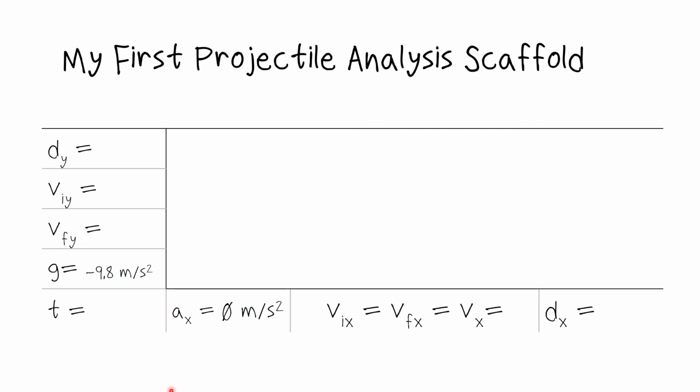And the reason our life gets a little simpler is that if there's no acceleration, then there's really no reason to specify an initial versus a final velocity in the horizontal direction, because it's the same thing. If there's no acceleration, the velocity doesn't change. Therefore, we can just say it's the horizontal velocity. It's unnecessary to have more variables than that.